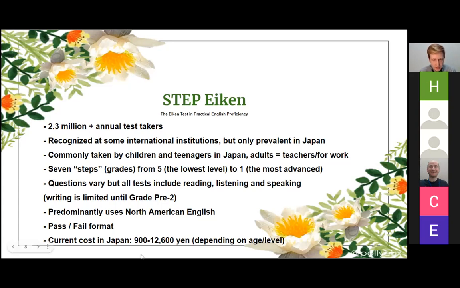And the cost really varies depending on the age or level of the candidate. So 900 yen is for very young people taking level 5. And if you're taking step 1, Eiken 1, and you're an adult, then you're going to pay closer to this top fee. And the middle levels will be somewhere in the middle.